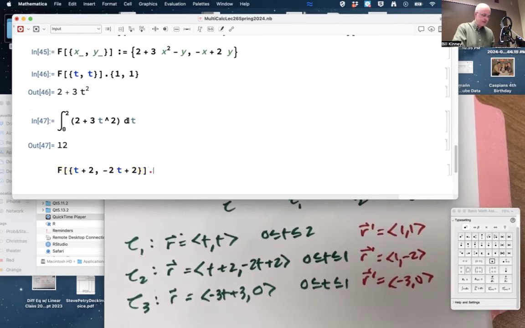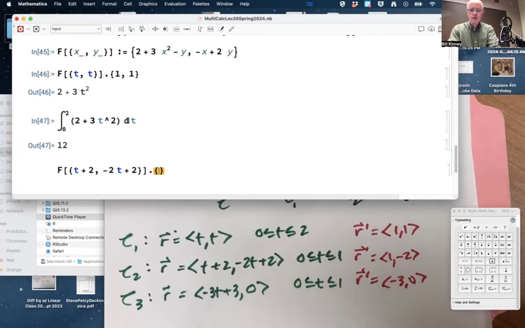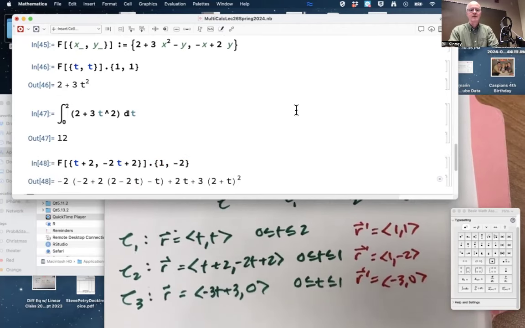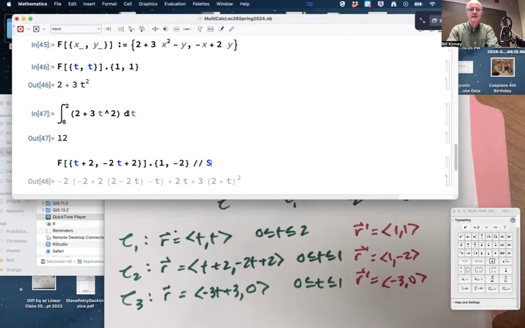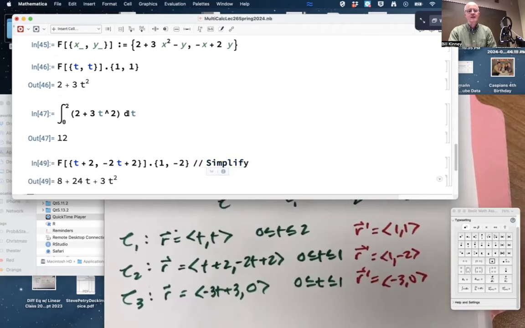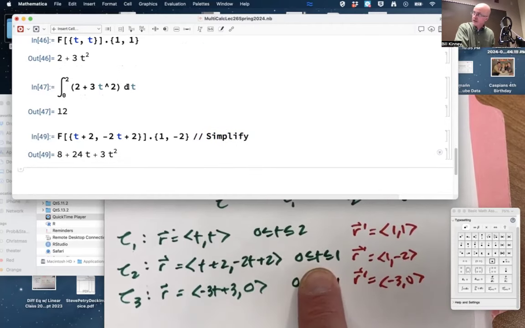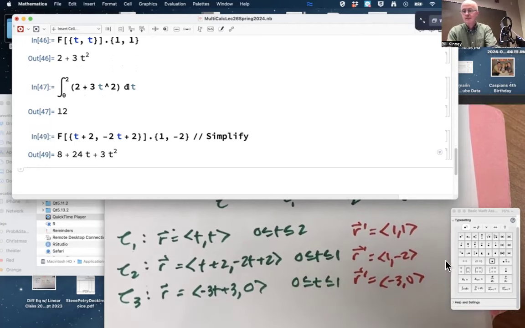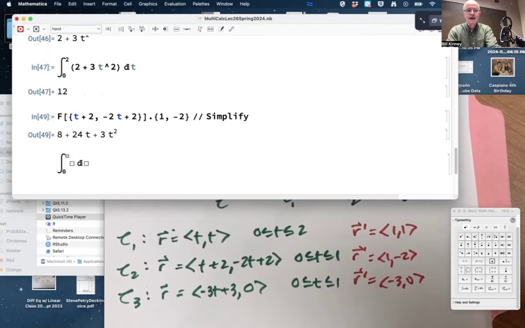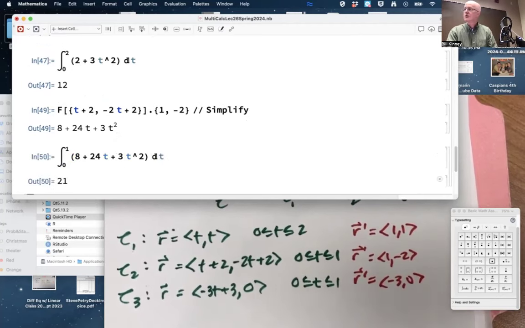That's going to get dotted with this velocity vector, 1, negative 2, to give you that expression unsimplified. Simplify it now. That's what you would integrate as t goes from 0 to 1 for the second integral, not 0 to 2. Once again, not too bad to do by hand. Giving you 21.